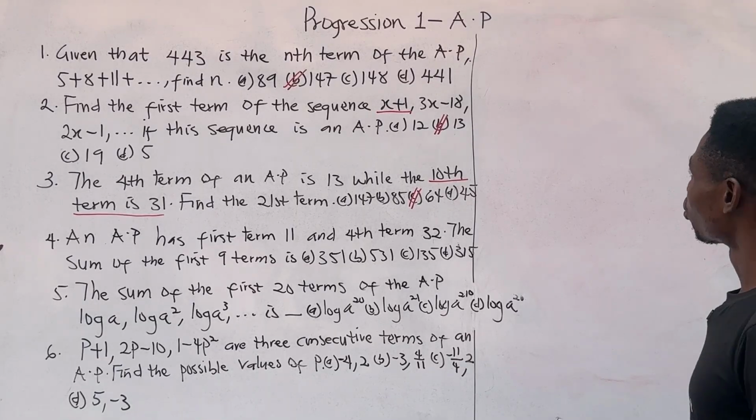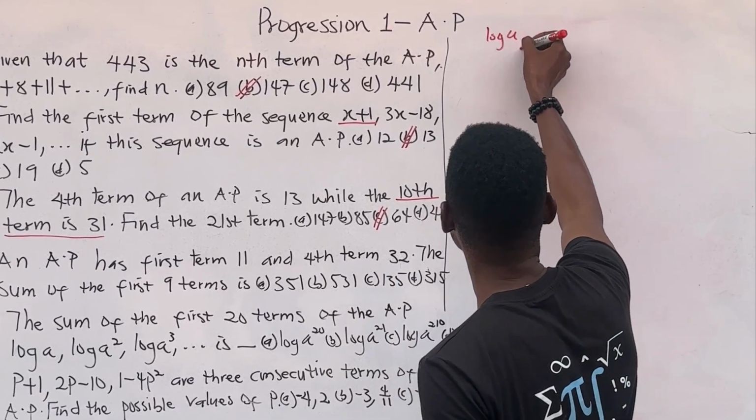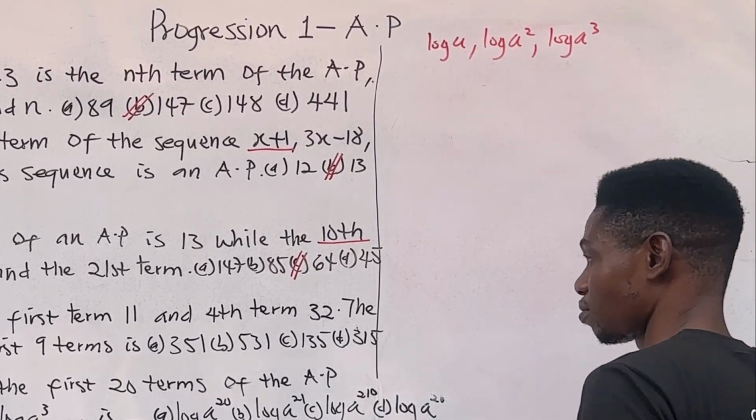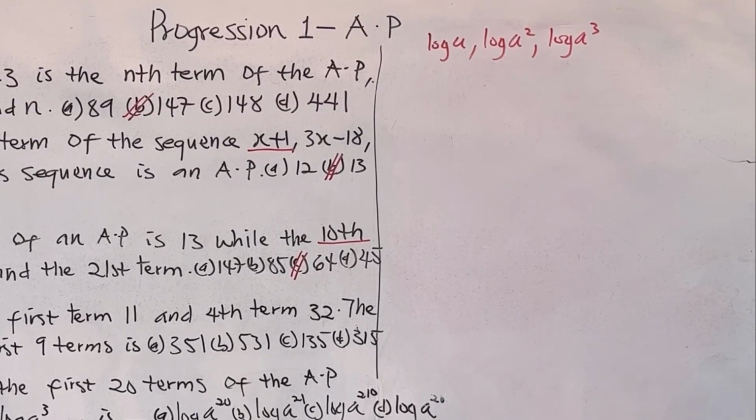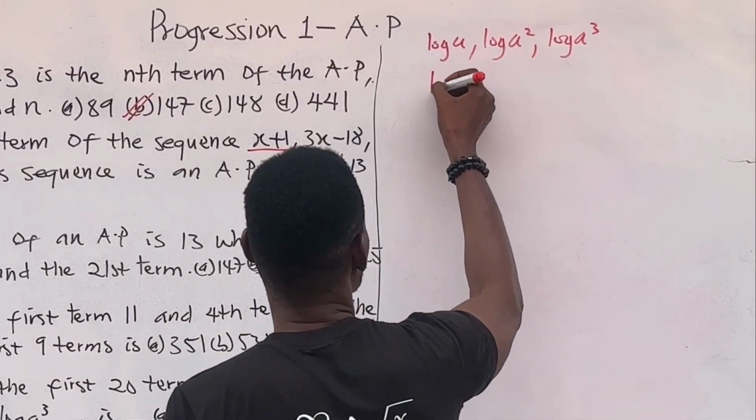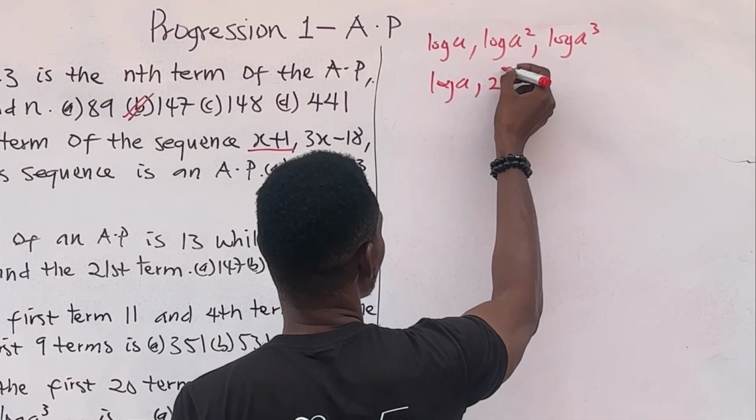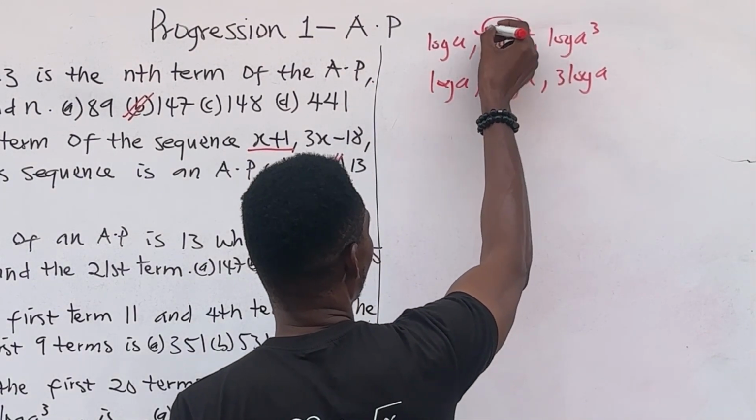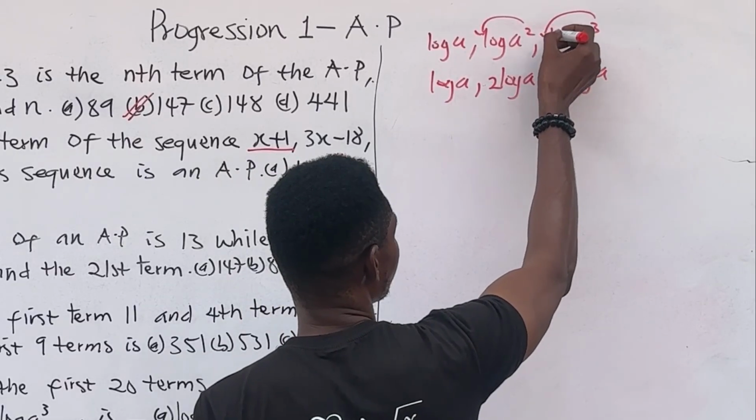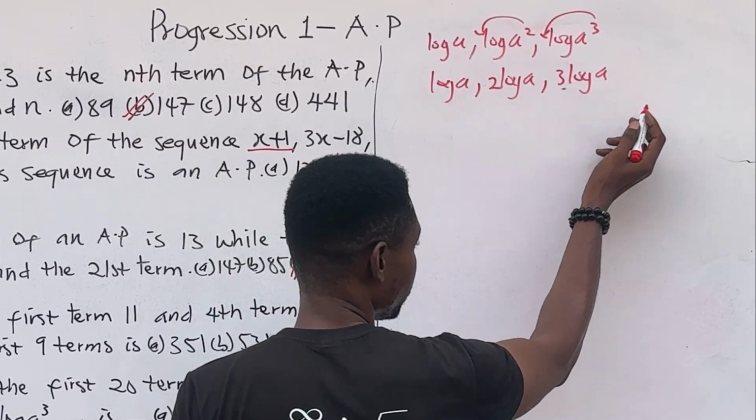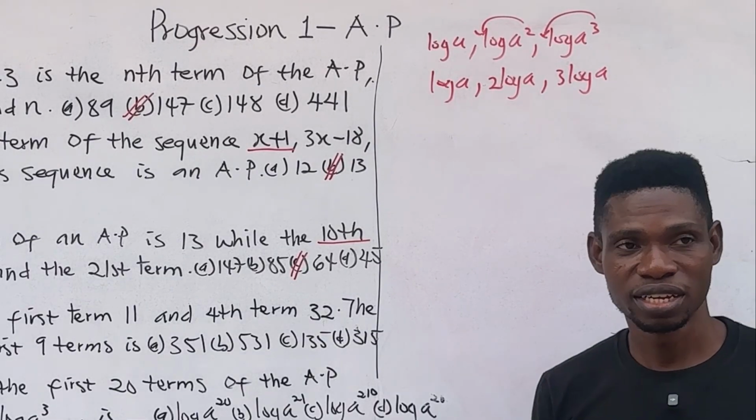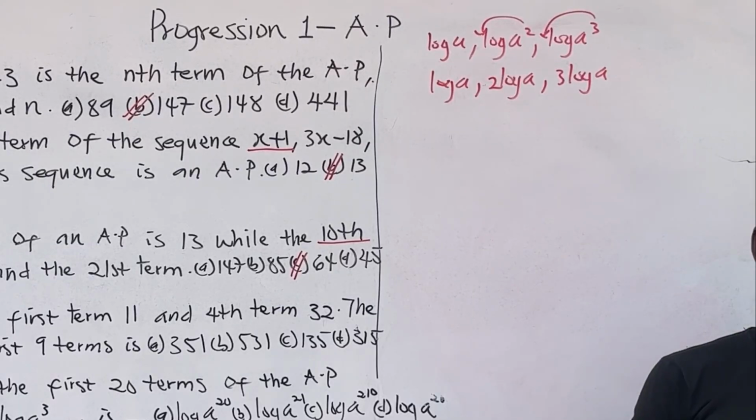Yeah. So our AP has log A square, log A cube. Now we've learned the laws of logarithms, and they can be of help here. Now this can be written as log A, this can be written as 2 log A, and this can be written as 3 log A. Remember, this one can come down. This one also can be brought down this way. So log A, 2 log A, 3 log A, and so on.